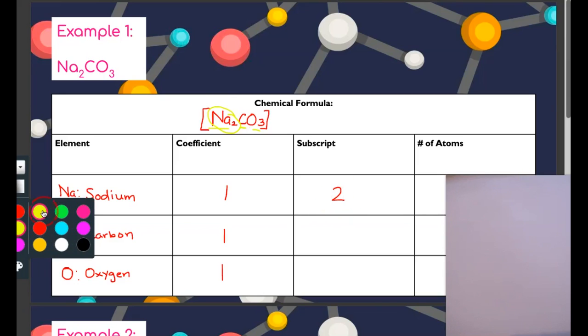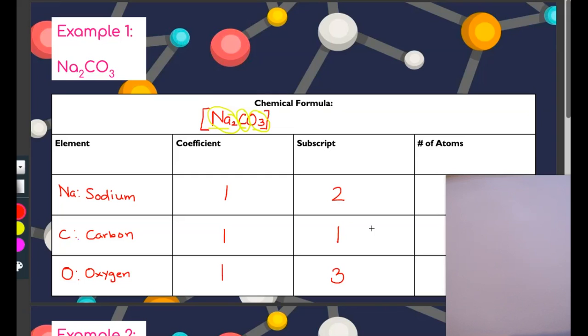For carbon, we look for that small number after the symbol, and we can see that again, there is none. So we remember that rule that none means 1, so we know that our subscript for carbon is 1. Finally, we want to look at our oxygen. We can see that our subscript for oxygen is 3. And now we're ready to determine the number of atoms.